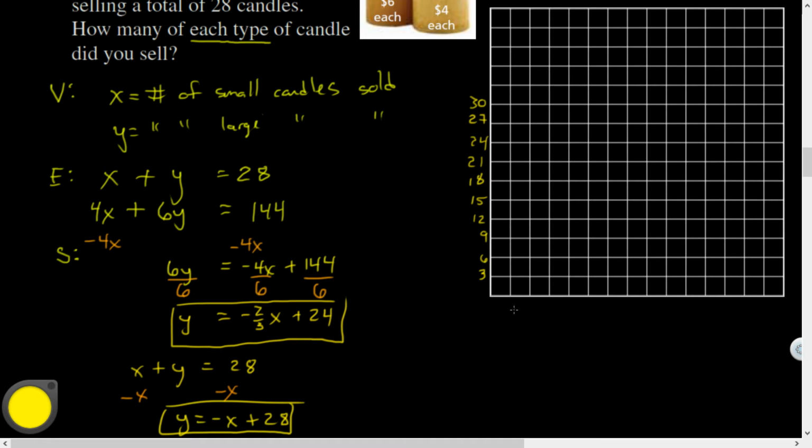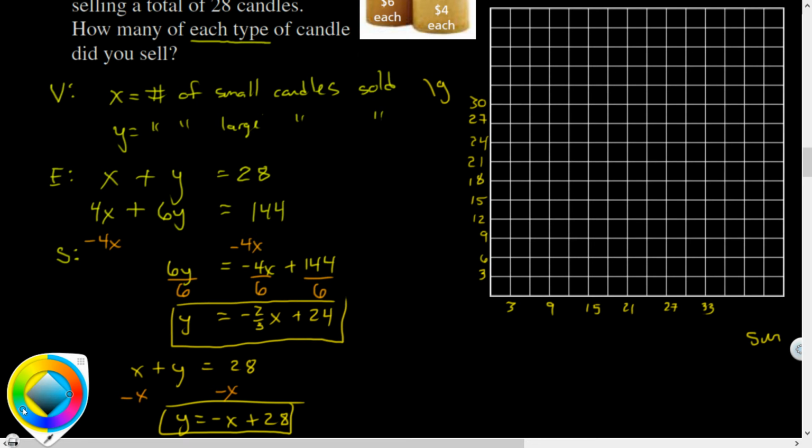And let's do the same thing for the other axis. So my y-axis is measuring number of large candles sold, right? And the x-axis is the number of small candles sold. And we'll also count by threes. 3, 6, 9, 12, 15, 18, 21, 24, 27, 30, 33. I'm just labeling every other one for sake of time.